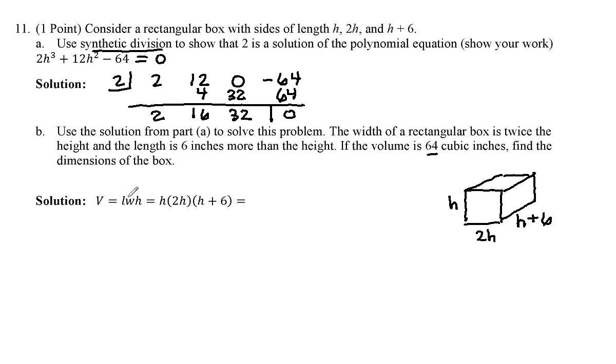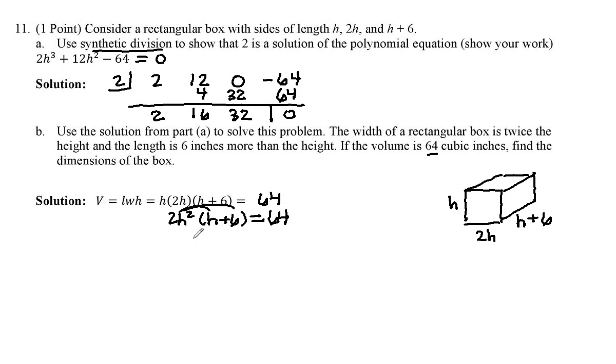Well, volume is length times width times height. So that's length h plus 6 times width 2h times height h. Okay, so that product has got to equal 64. Alright, so now let's go ahead and multiply this out. So h times 2h, that's 2h squared times h plus 6 equals 64. And now multiply this in times each piece here.